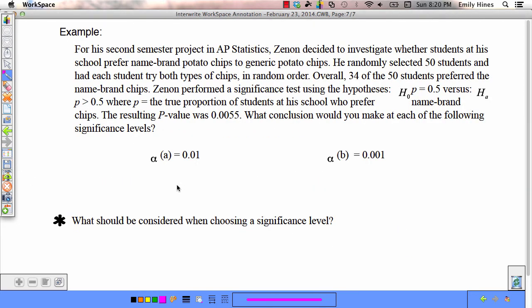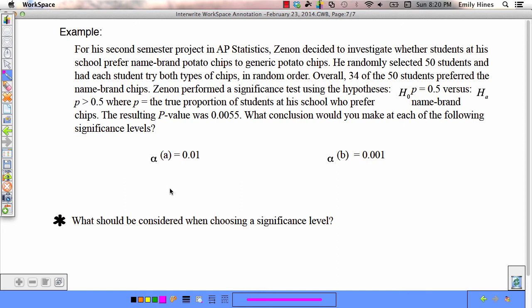Okay, so here, for a second semester project in AP Statistics, Xenon decides to investigate whether students at his school prefer name brand chips or generic. He randomly selected 50 students and had each student try both chips in random order. Overall, 34 of the 50 preferred the name brand. So he performed a significance test using the hypotheses: the null p is equal to 0.5 versus p is greater than 0.5, where p is the true proportion of students at his school who prefer the name brand chips.